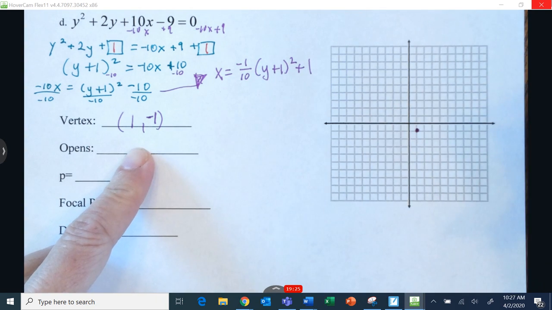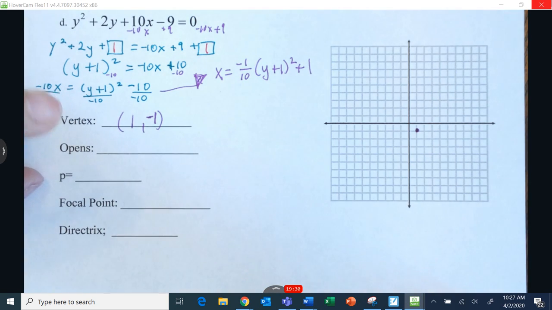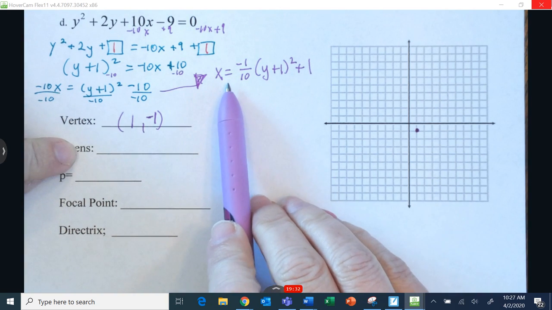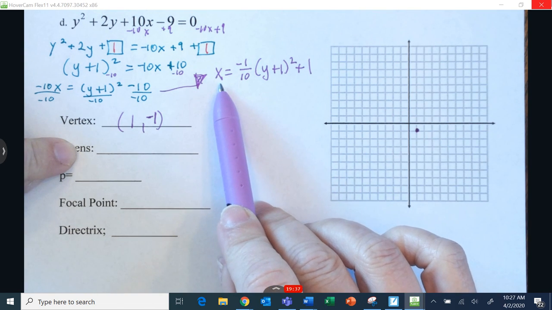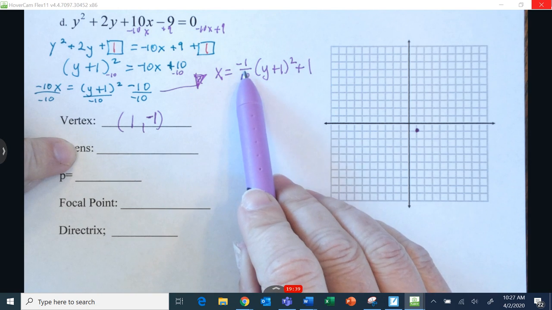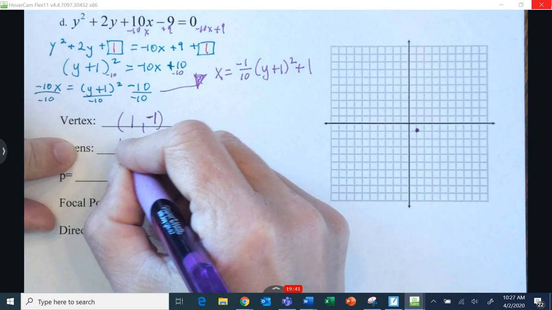And if you're using Desmos to check, then you would find out right away, oh shoot, I went backwards. Which way does this open? Because it's x equals, it's going to open right or left, because x goes right or left. The negative here tells me it's going to open to the left.